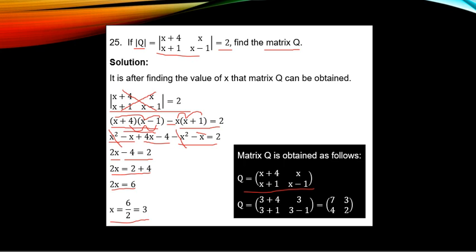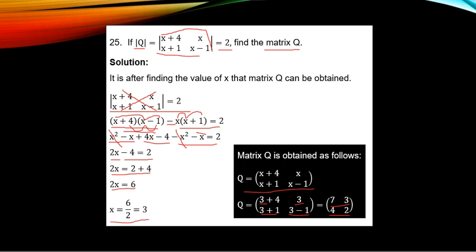So I will use a round bracket or square bracket. See that? I'm just bringing in this matrix but putting it in a round bracket where I will replace s by 3, its value. So you have 3 plus 4 here. You have 3, then 3 plus 1, then 3 minus 1. And that is 7, 3, 4, 2. So you have obtained the matrix from its determinant.